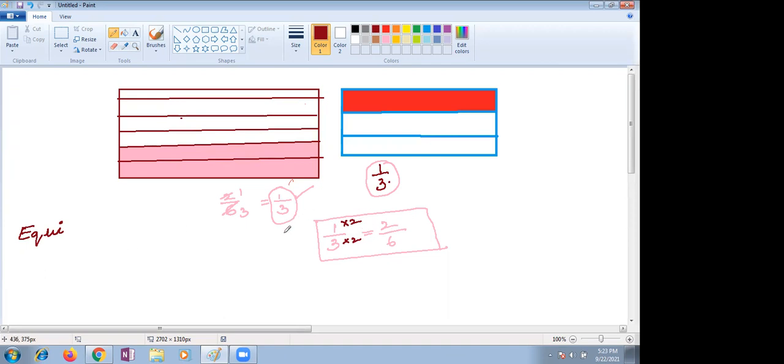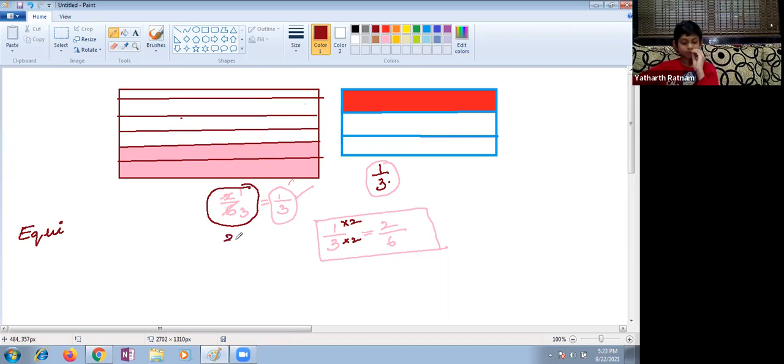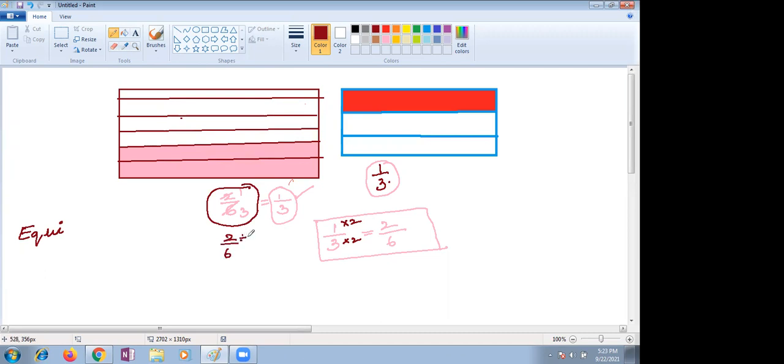So not only by multiplying, by dividing also you will get them. In this case, we are dividing. Yes or no, children? Here 2 by 6 is there. To get 1 by 3, what are we doing? We are doing division on both sides with 2.